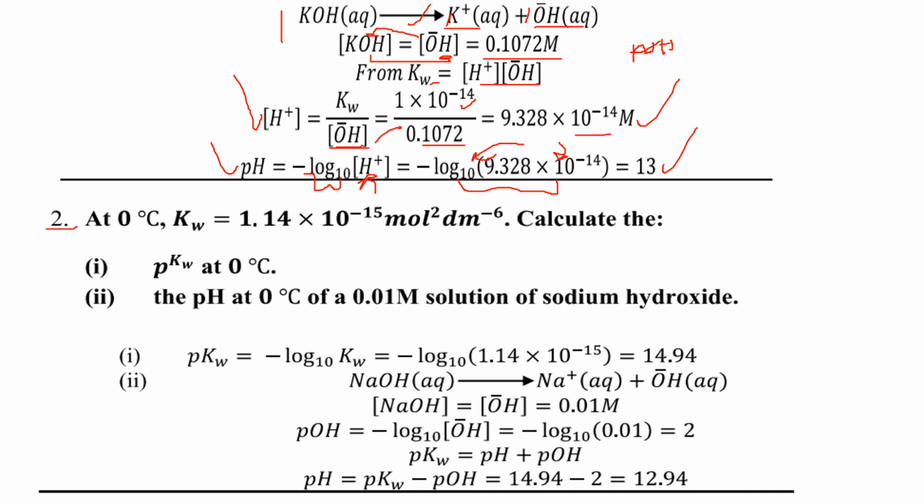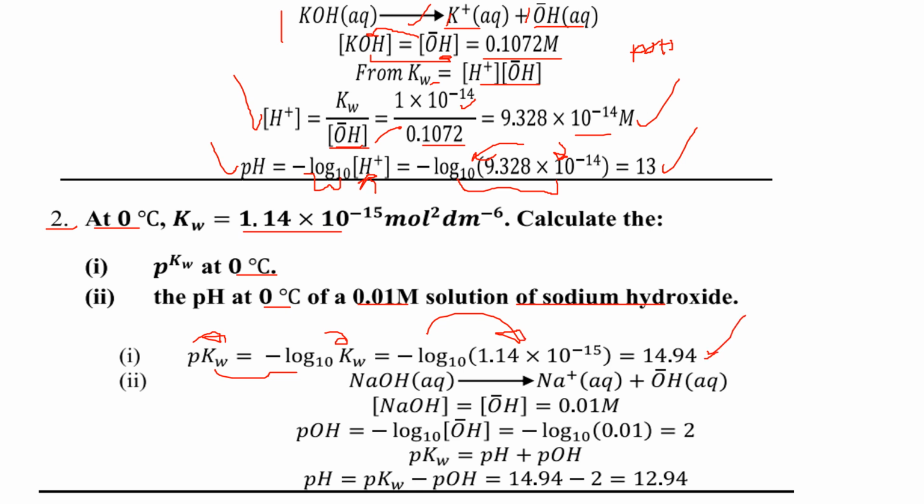So going to number 2, we are saying that at 0 degrees Celsius, the ionic product of water is going to be 1.14 exponential negative 15 moles squared per decimeters to the negative 6. Now calculate pKw, the potential of the ionic product of water at 0 degrees Celsius, and then the pH at 0 degrees Celsius of a 0.1 molar solution of sodium hydroxide. If that's the case, pKw is the same as the negative logarithm to base 10 of the ionic product of water. So substituting for the ionic product of water at that instant, we are going to end up with 14.94.